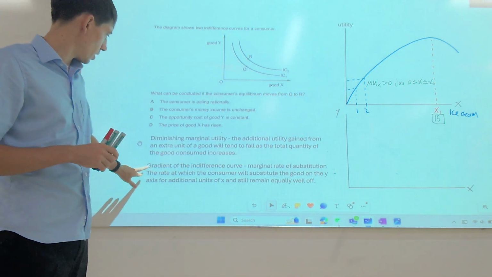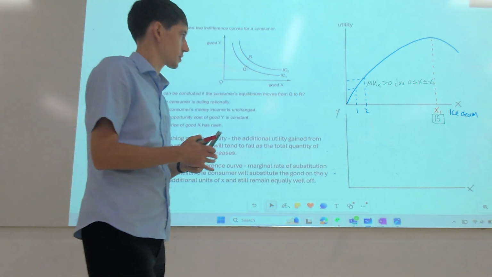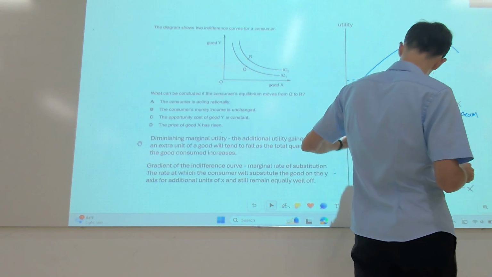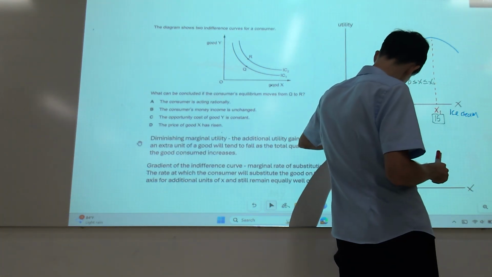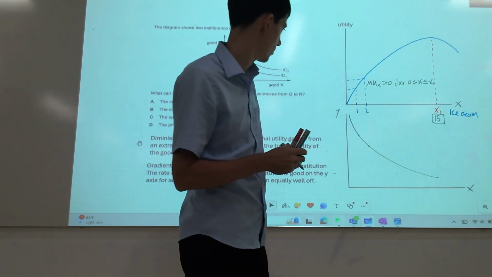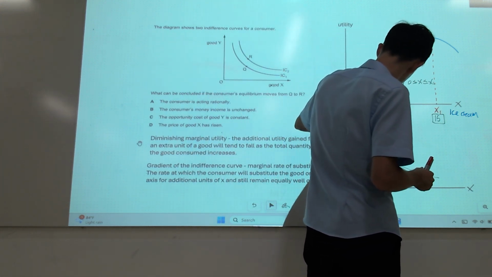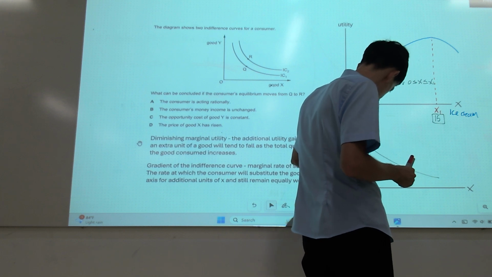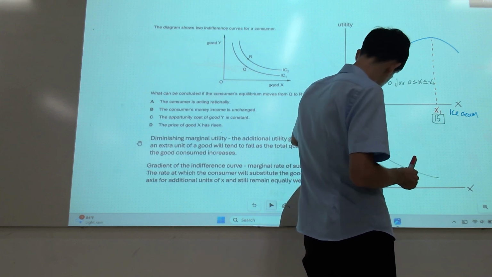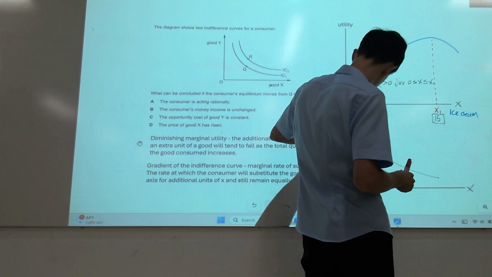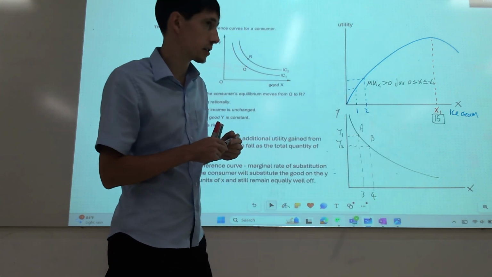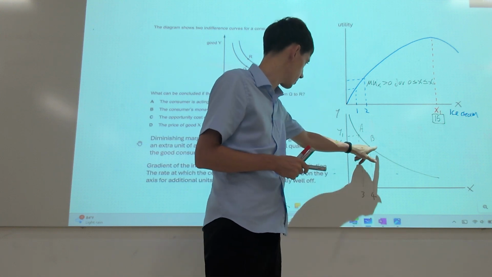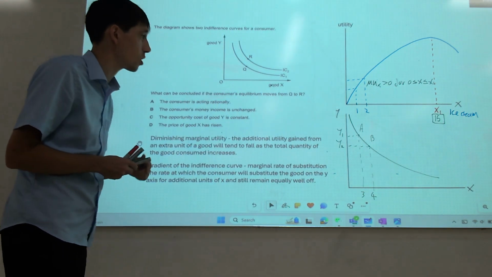This is going to be important for understanding the gradient of the indifference curve. So let's draw an indifference curve here. Let's say this is point A, this is point B. And for argument's sake, we have 3 units of x, we have some unknown quantity of y at point A, we have 4 units of x at point B, and some unknown quantity of y called y2.